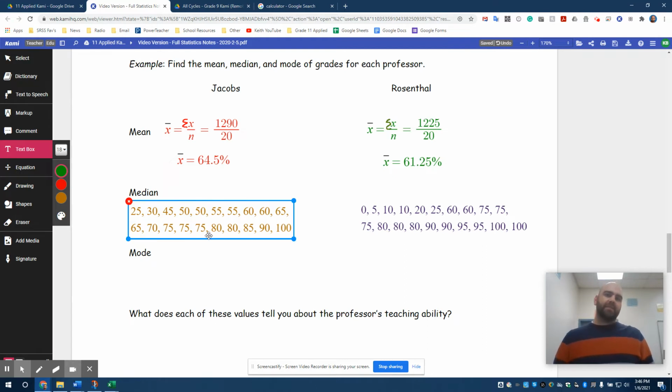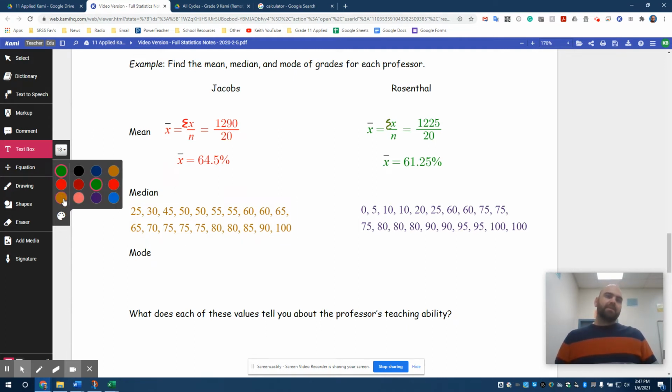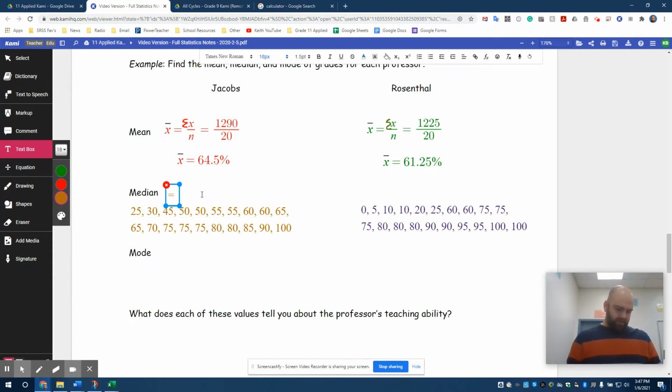We have 20 of them, so that means that the middle is going to be right between the 10th and 11th terms. The 10th one is 65, the 11th one is 65. The average of those two, or right in between, is 65. So that means that our median is equal to 65%, at least for Professor Jacobs.